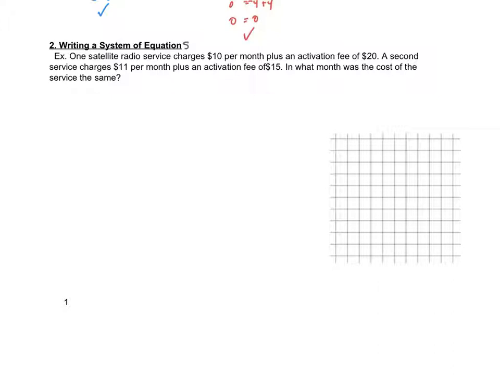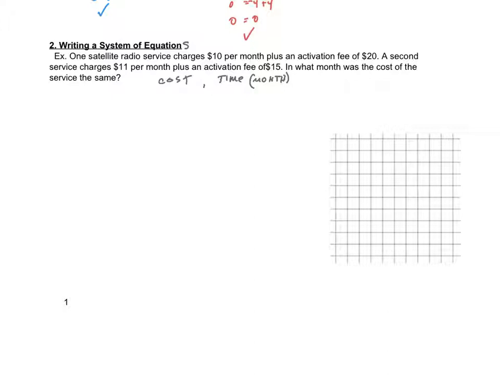Okay, well, we are talking about cost, and we are talking about time, which is month. We should be able to figure out that our cost is dependent on the month, or the amount of months, or the amount of time. So time would be our independent feature.